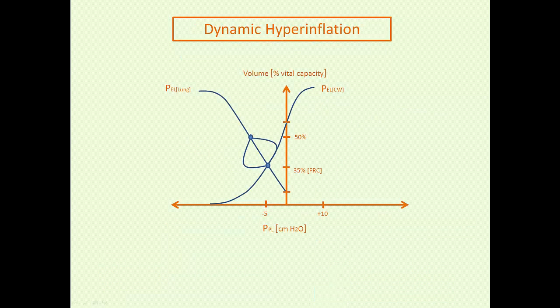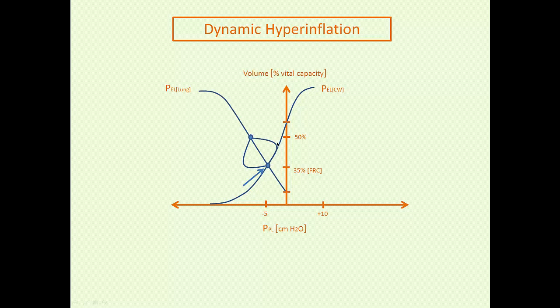So let's talk about dynamic hyperinflation in the Campbell analysis. Again, this is a review from Chapter 1. This is functional residual capacity, this point here. This is the intrathoracic pressure at end expiration at your functional residual capacity, and it's determined by the intercept of the chest wall elastance curve at rest.